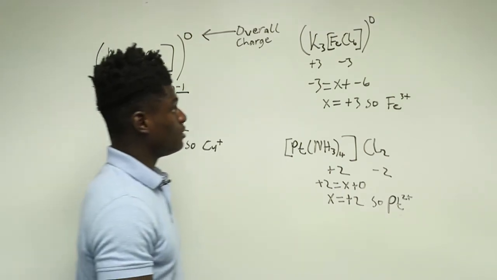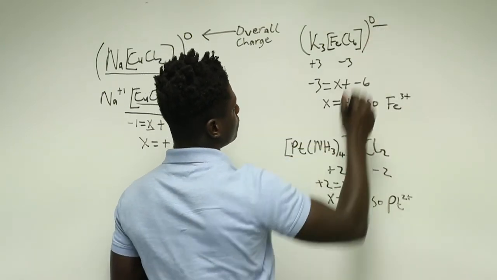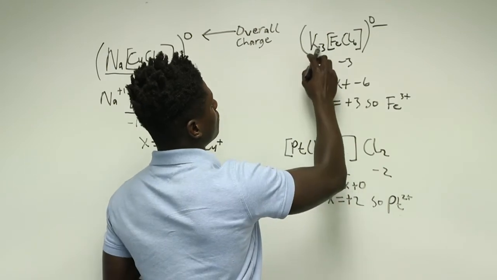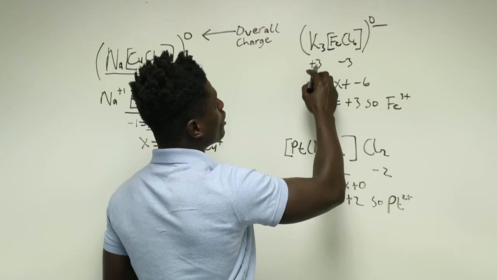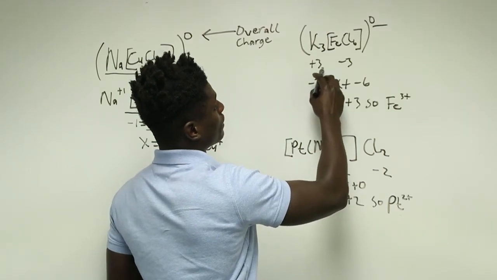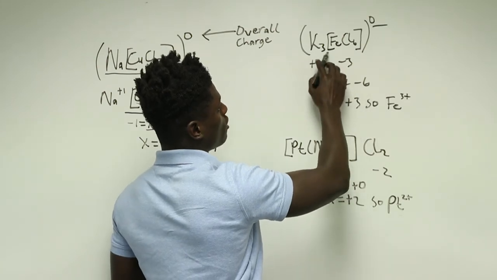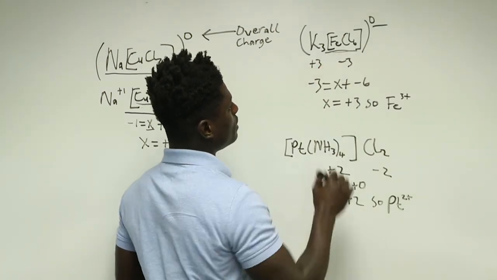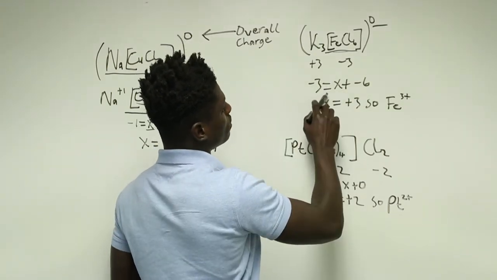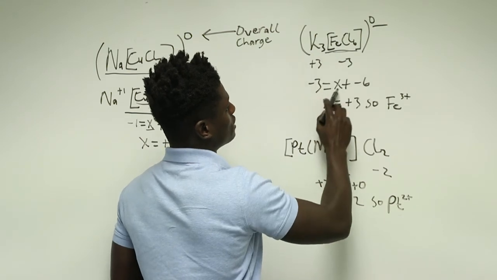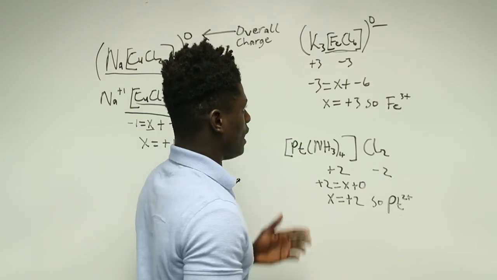So if we come over here and do the same thing, we know that the overall charge of this molecule is 0. Therefore, if potassium is +1 and we have 3 potassiums, the overall charge will be +3. And then +3 has to equal 0 when we add something else to it. Therefore, the charge of this entire ligand molecule is going to be -3. So again, we set -3 equal to our unknown, X, plus the overall charge of whatever else is bonded in that ligand molecule.